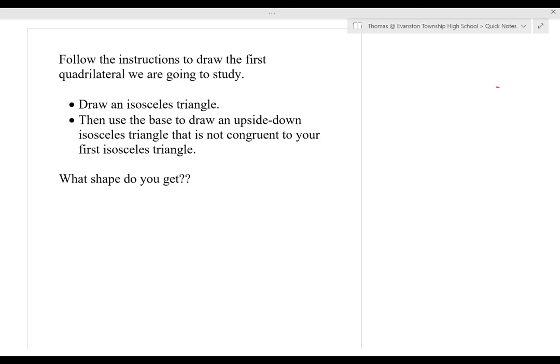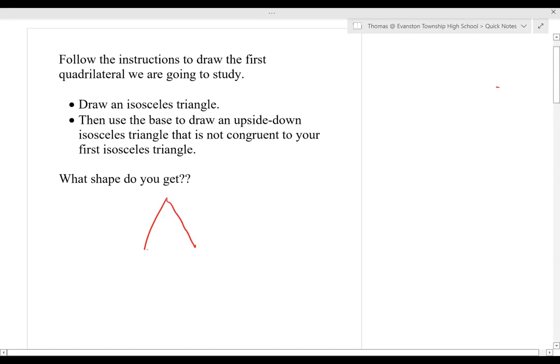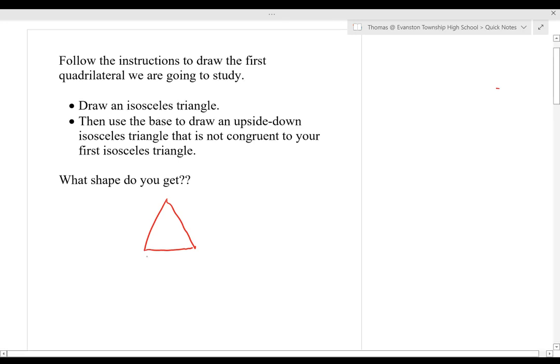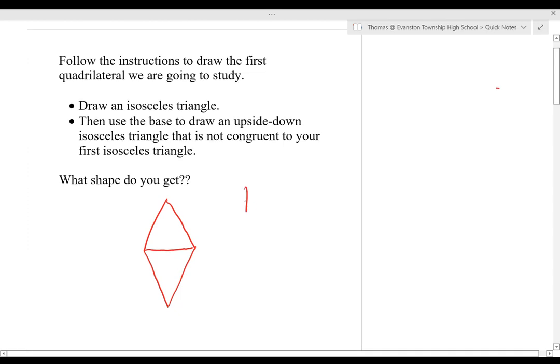Okay, let's follow these instructions. Let's draw an isosceles triangle. And then using the base of this triangle, let's draw an upside down isosceles triangle that's not congruent. And let's see what shape we get. Looks like we have a kite.